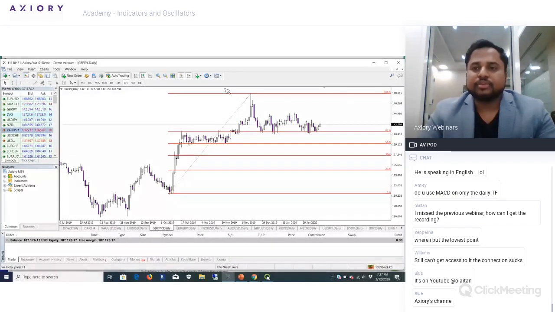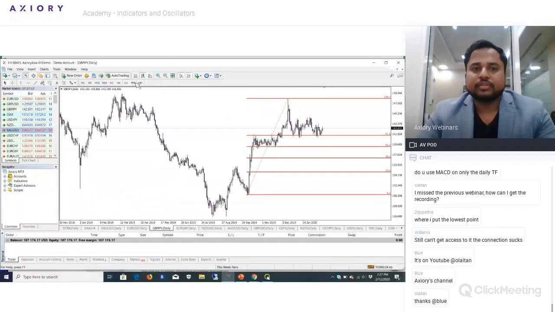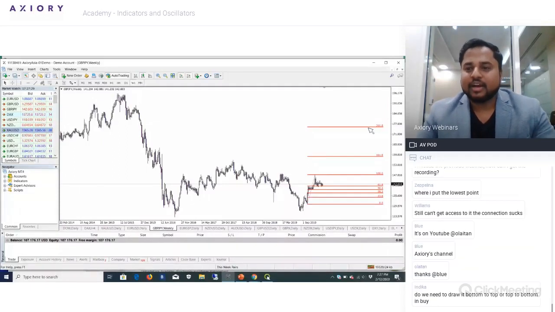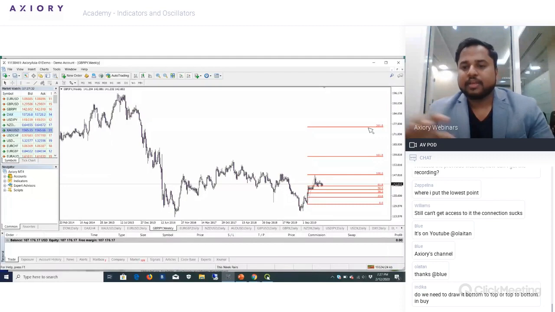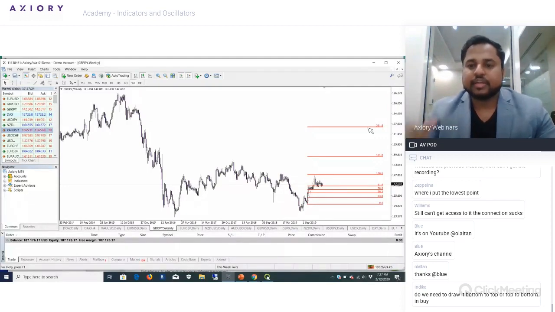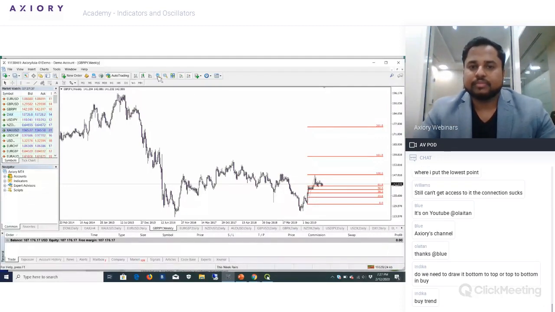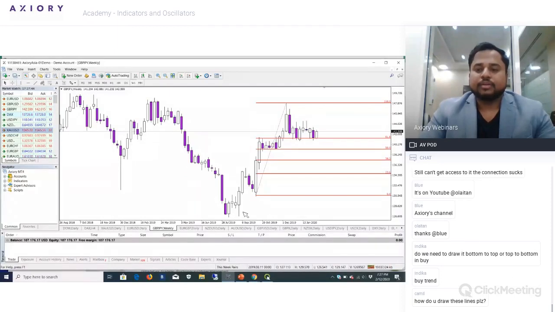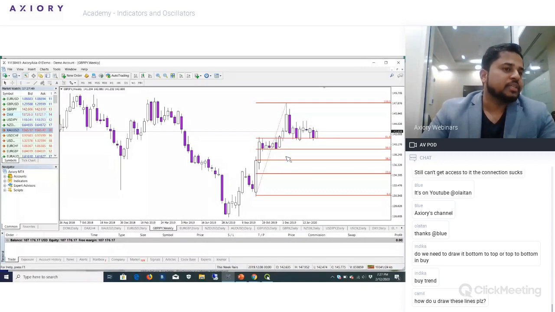And if the price breaks 100, it can go further to the 161 and 261 levels, if the price breaks this level. But no one can predict 100%. It's just an anticipation of where it can go. So that is Fibonacci. Any doubts on this one? How to draw these lines, please?